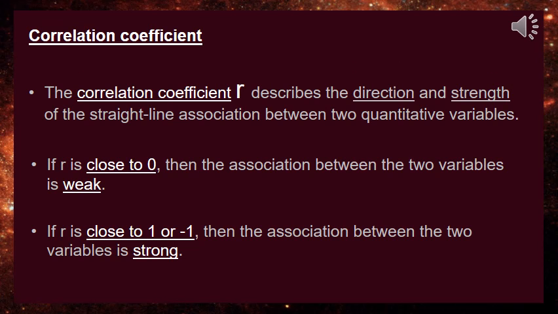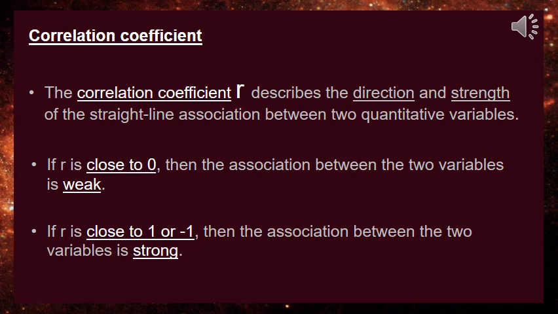The correlation coefficient is a number that we represent with the letter R. It describes the direction and the strength of a straight line correlation. R can be anywhere between -1 and +1. It can never be higher than 1, and it can never be lower than -1. R can be 0 or close to 0. It means that the correlation between two quantitative variables is null or very, very weak.